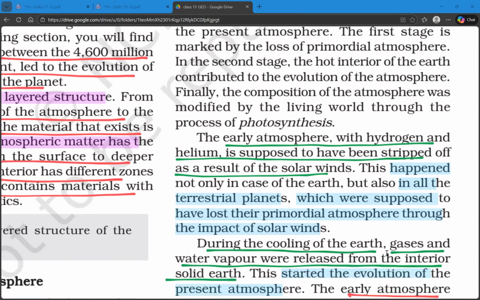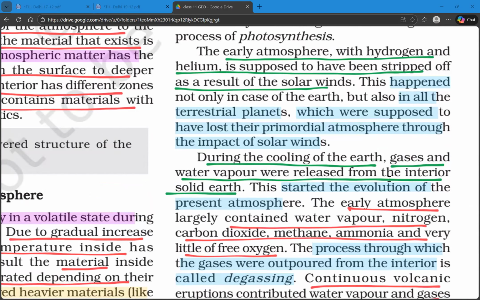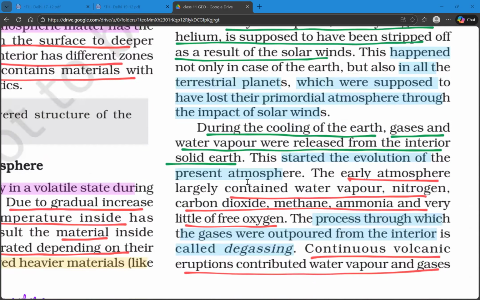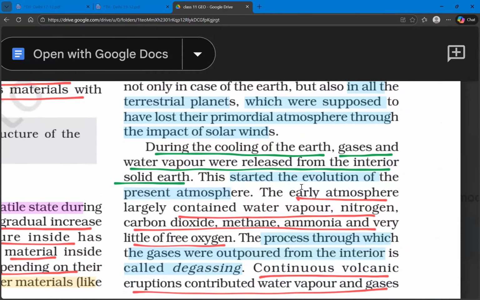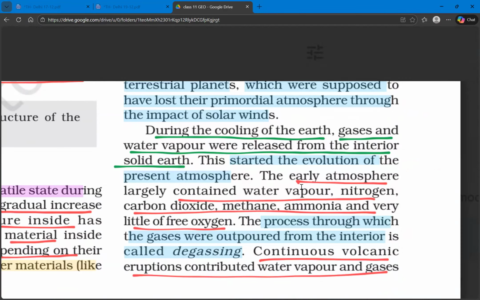Next, during the cooling of the Earth, gases and water vapor were released from the interior of the solid Earth. This started the evolution of the present atmosphere. So what was the second stage? It was due to the hot Earth's interior. What happened here? The gases and water vapor from the interior of the Earth were released into the atmosphere. This started the evolution of the present atmosphere.